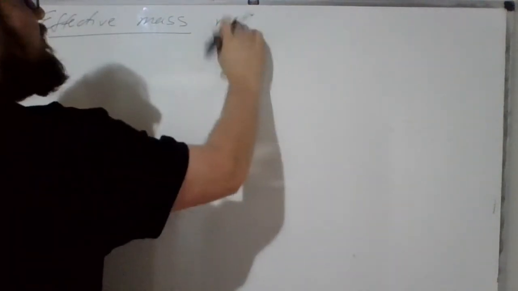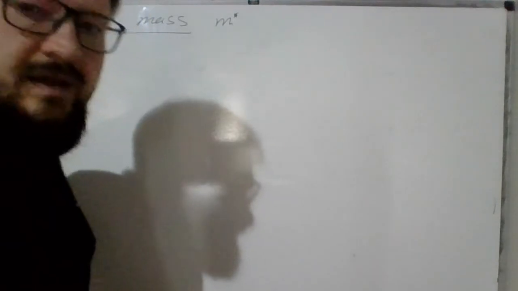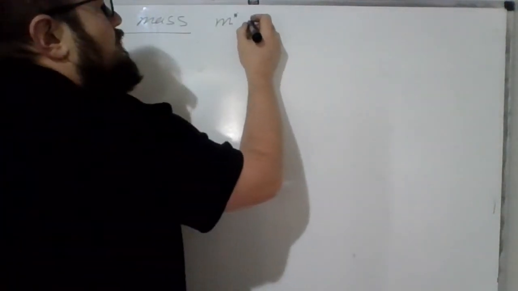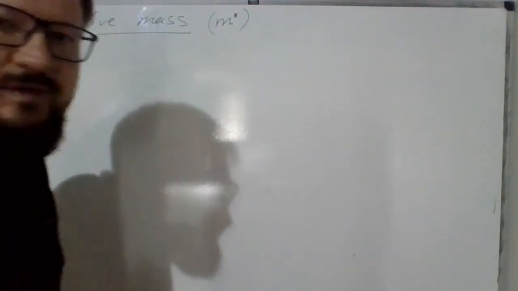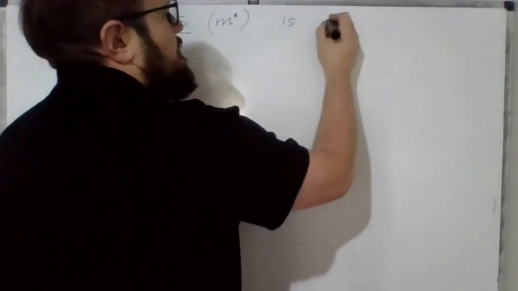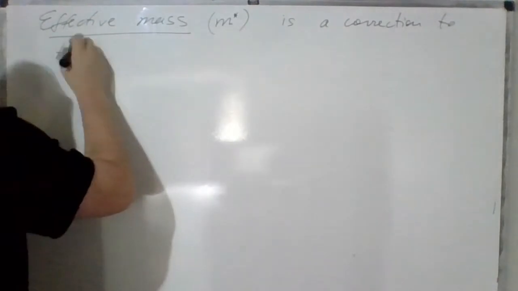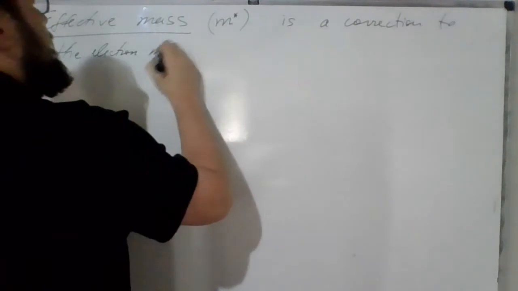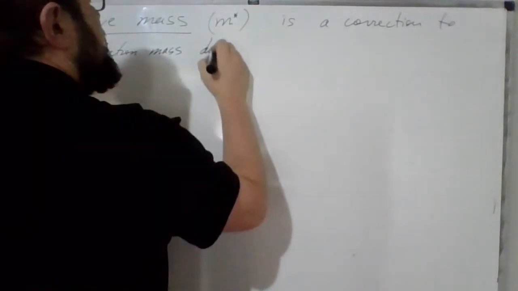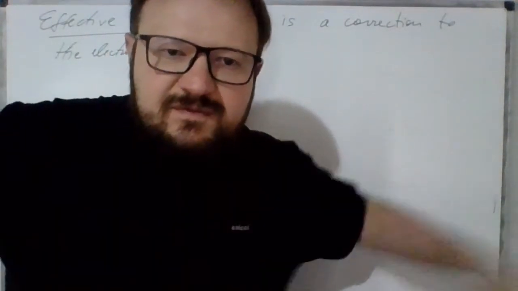I will not try to introduce any formula here, okay? But the effective mass of the electron just corresponds to a correction to the electron mass due to the electron interacting with the positive background.